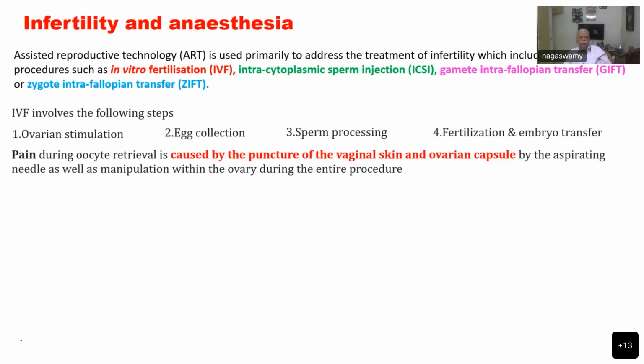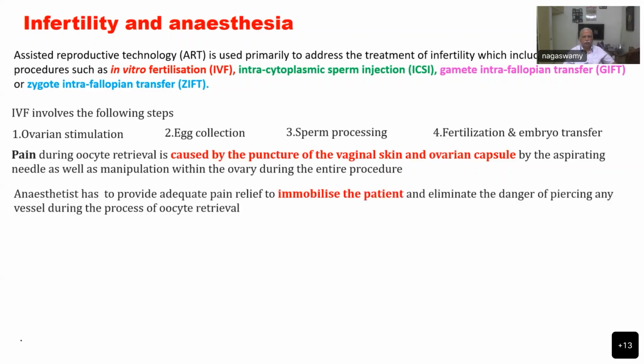Pain during the oocyte retrieval is the main concern, and that is why it cannot be allowed to happen. That pain arises from the vaginal skin and ovarian capsule by the aspirating needle, as well as manipulation within the ovary during the entire procedure. This is the root cause of the pain.